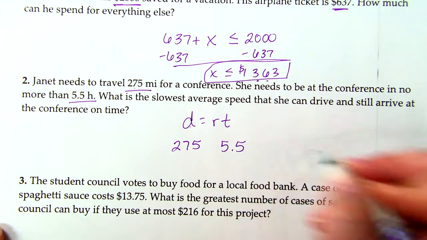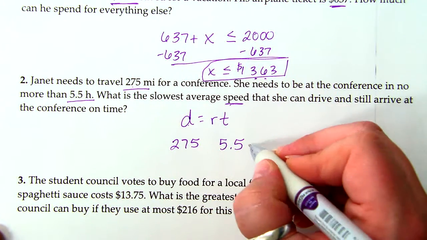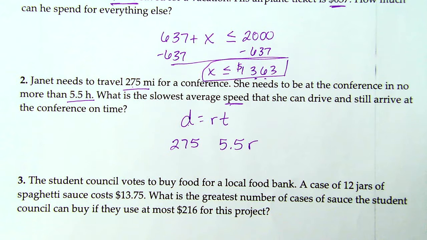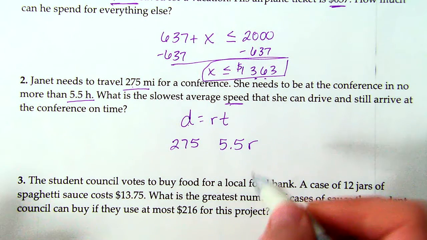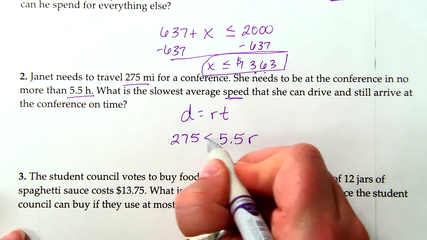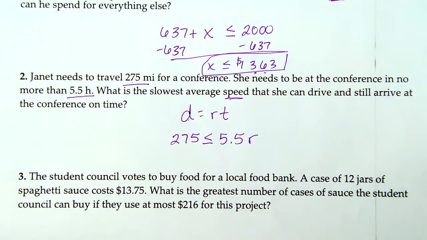We don't know the rate, which is the speed. So now we need to figure out the symbol. If she wants to be at the conference in no more than 5.5 hours, what's the slowest speed she can drive and still arrive on time? So we want her rate to be greater than or exactly some speed to get there on time. If she wants to be there on time, she has to go a certain speed or faster. That's why it's greater than.